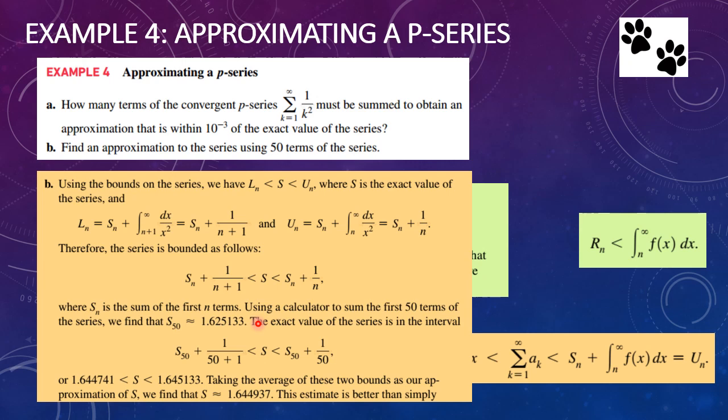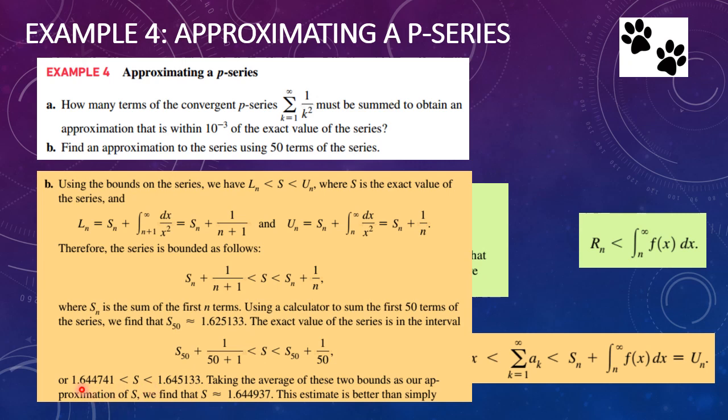And you get 1.625133. And then again, we're going to substitute 50 in for all of the n's. Why are we doing that? Because the problem specifically stated 50 terms. So we have S sub 50 plus 1 over 50 plus 1 as the lower bound, and the upper bound is S of 50 plus 1 over 50. Here's the calculation for S of 50. You should definitely know how to do that on your calculator. You can easily Google that with the TI-84, calculating infinite series values, or partial sums, I should say.